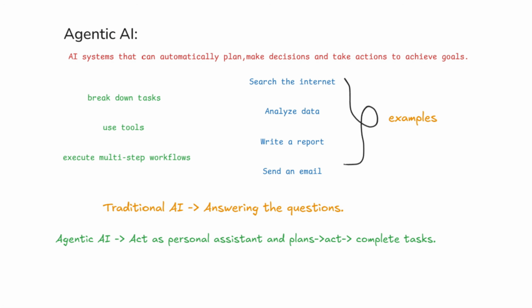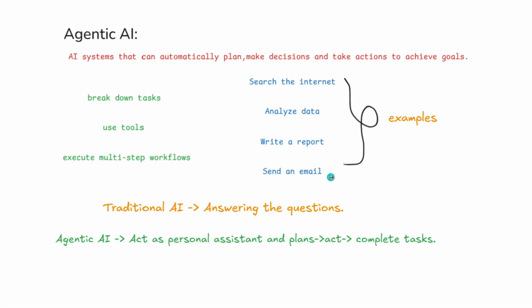Getting into agentic AI, it is an AI system that automatically plans, makes decisions, and takes actions to achieve goals. It will break down the task and use tools for external searches, web search, and execute multi-step workflows. We have some workflows like the chain sequence model or the tree way like the graph method, so we can learn it. Let's start with examples like search the internet, analyze the data, write a report, send an email. I will explain the send an email.